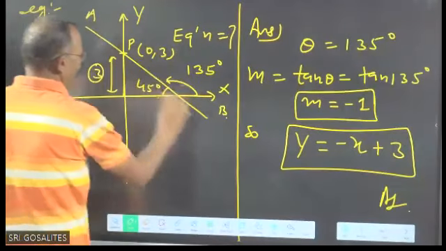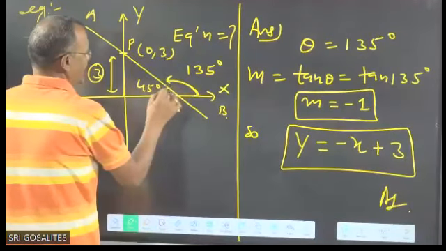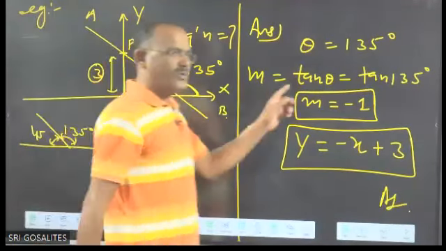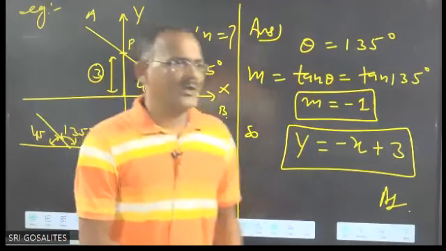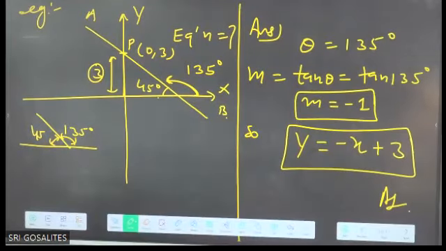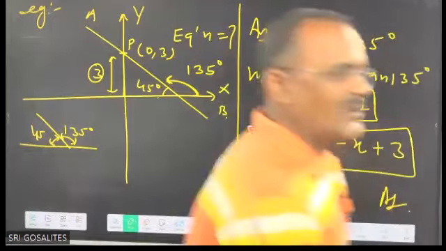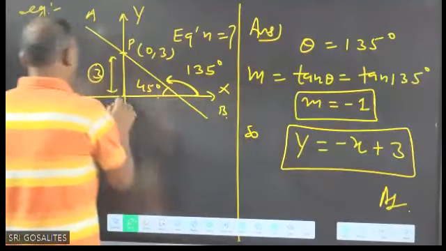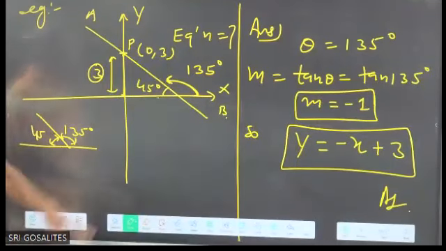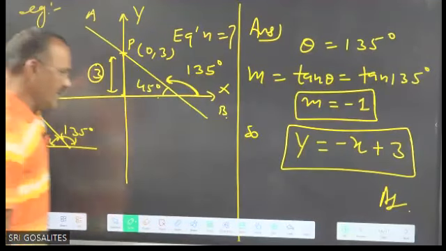This was the line. The angle with the x-axis is required to get the slope. Tan theta, which is what? -1. Okay. The intersection is also given to you. So what happens? mx plus c. c is 3. Shall we go for the next question? Yes, see. Come on.